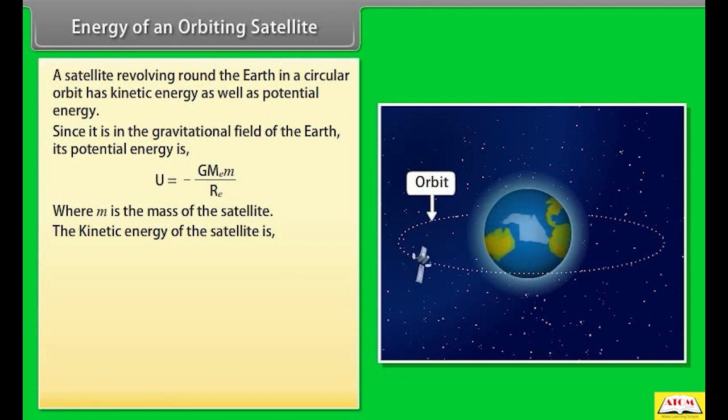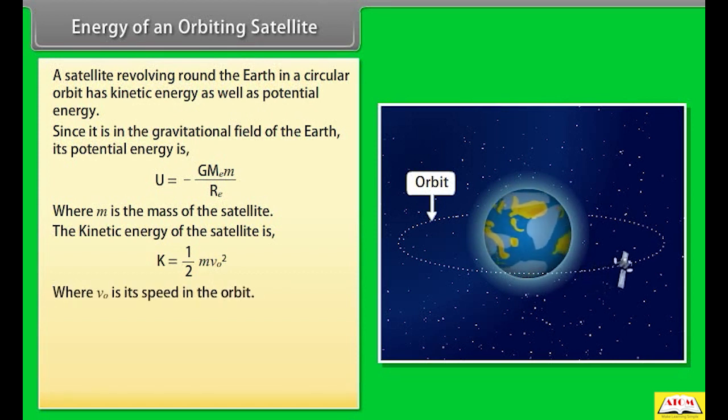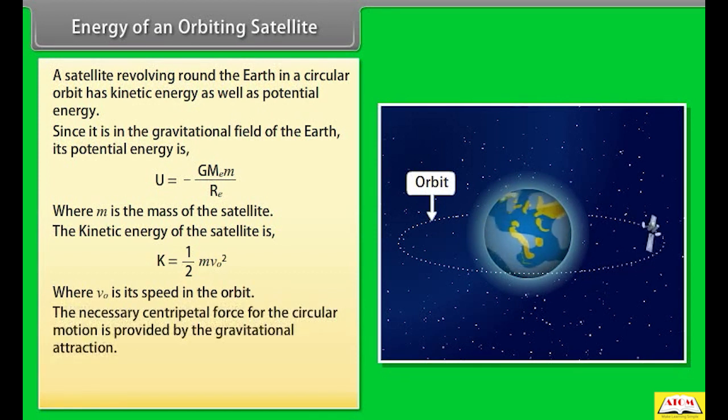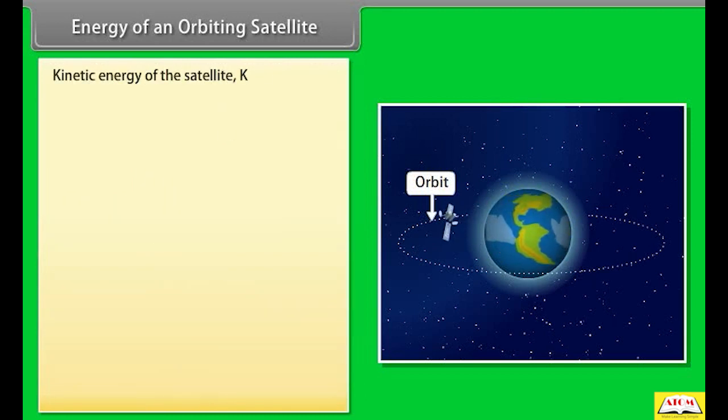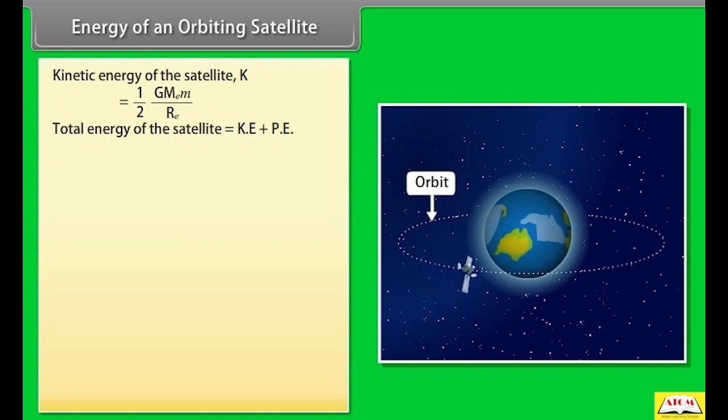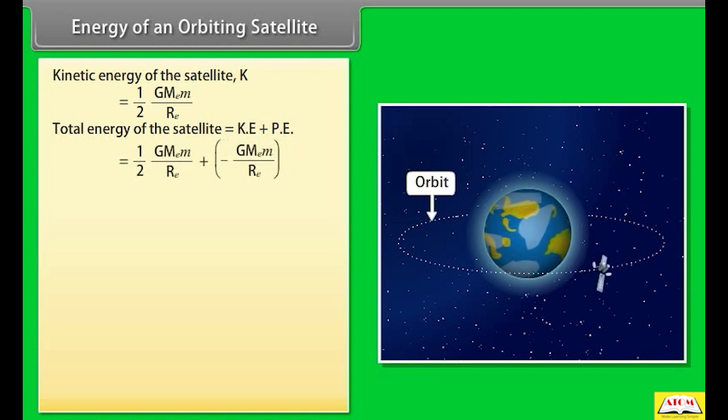The kinetic energy of the satellite is K equal to half mv₀², where v₀ is its speed in the orbit. The necessary centripetal force for the circular motion is provided by the gravitational attraction. Total energy of the satellite is equal to kinetic energy plus potential energy. On calculating, we get total energy equal to minus 1 by 2 GMₑm divided by Rₑ.